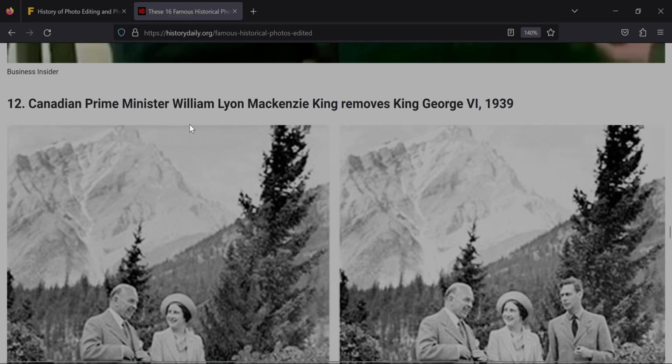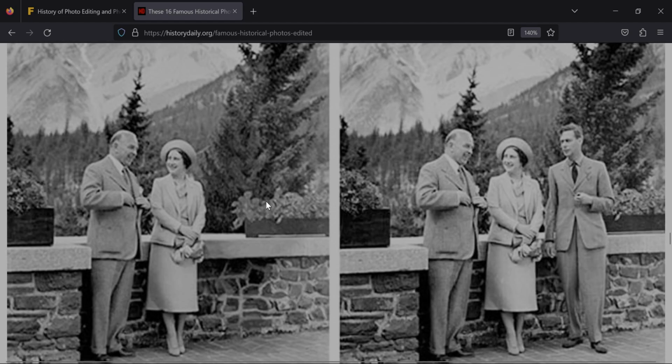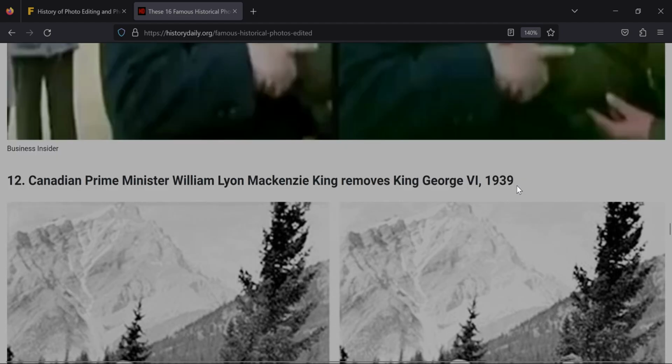Now, the Canadian Prime Minister William Lyon Mackenzie King removes the real king by removing King George VI in 1939 from this image. So there you go, another evident use of editing people out in 1939.